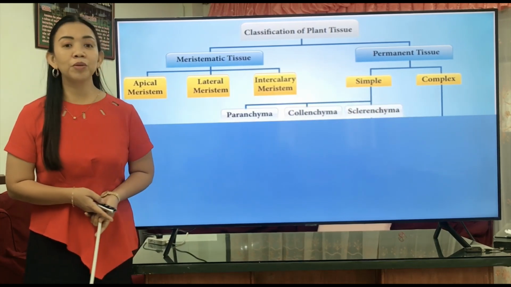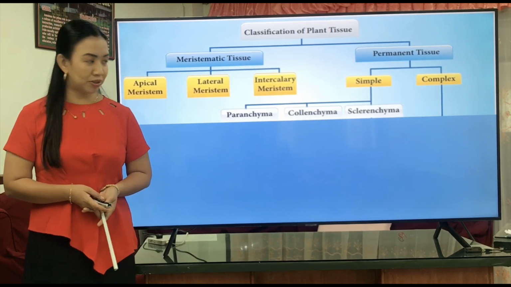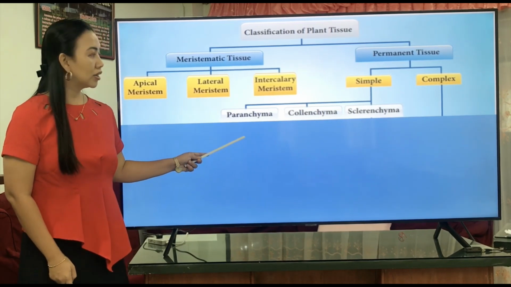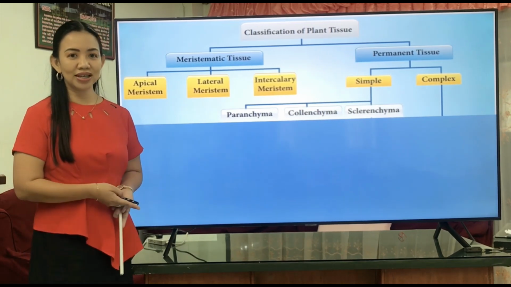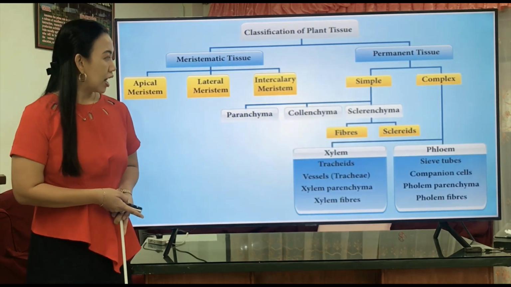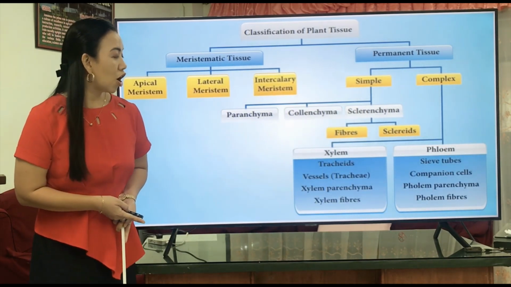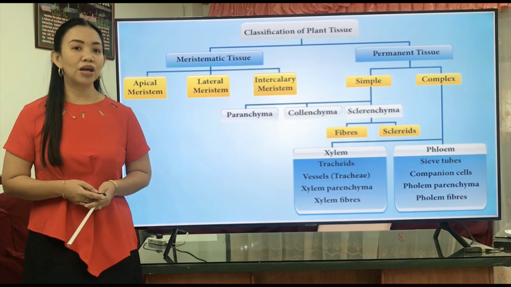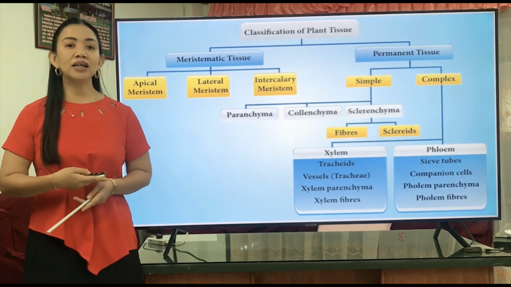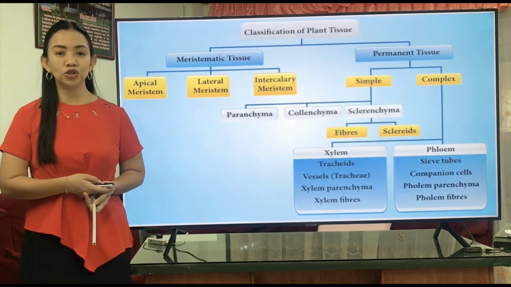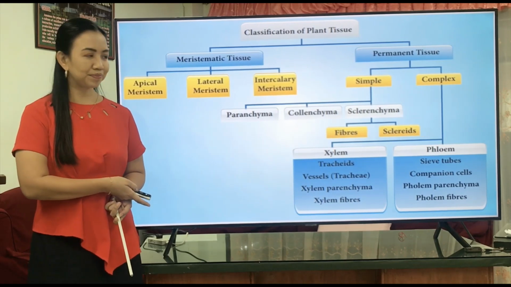Under the simple permanent tissues, we have three types: the parenchyma, the collenchyma, and the sclerenchyma cells. And for the complex tissues, we have the xylem and the phloem. Basically, the functions of each of these tissues will be discussed later.